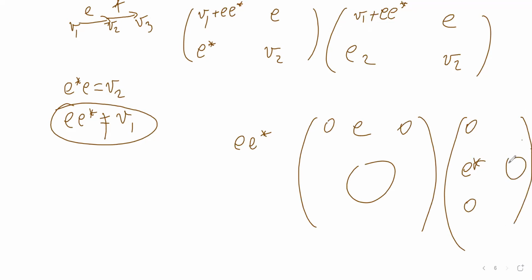Okay, so I multiply this. So the only non-trivial entry will be in the middle of the diagonal, but this will be E star. Okay, and if I choose my X to be the empty set, so I don't do modifications at V2 because V2 is again a regular vertex, then this is not equal to V2.